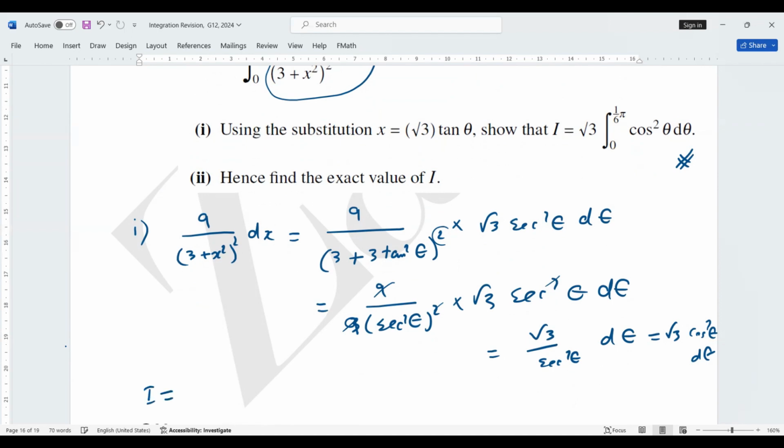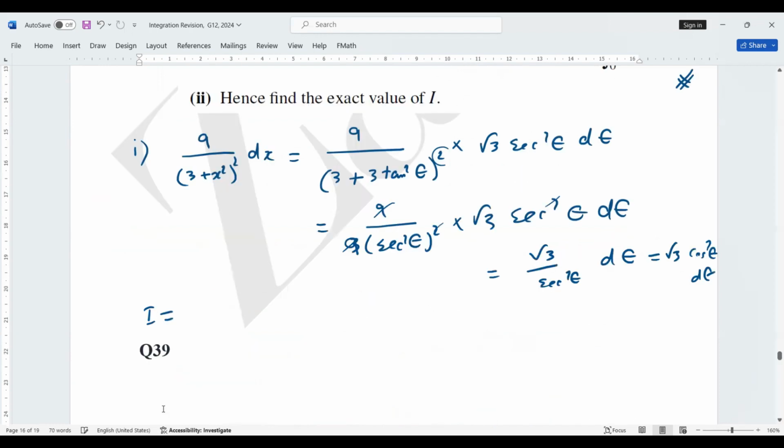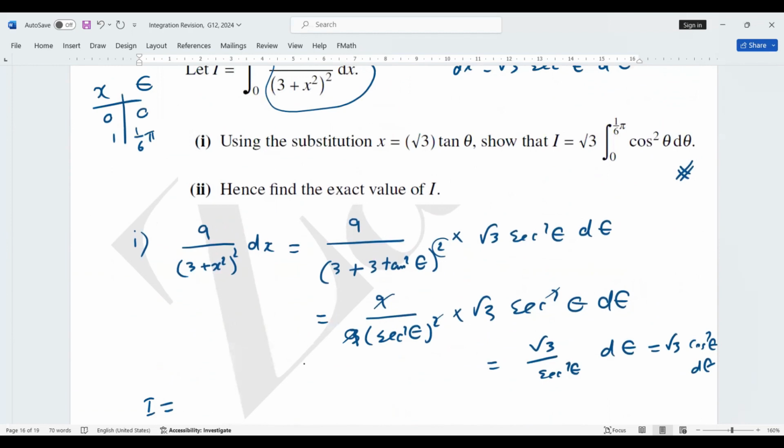Now, I equals, of course, when you replace x by 0, you continue, this is x and this is theta. When x equals 0, theta equals 0. When x equals 1, theta equals 1/6 pi. Then the integration I equals radical 3 integration from 0 to 1/6 pi cosine squared theta d theta.